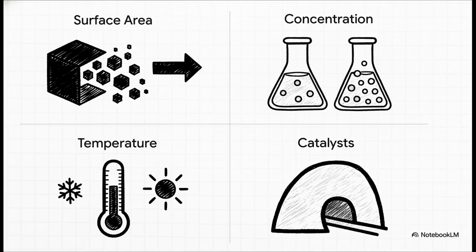Section 2 covers the four main dials we can turn to control a reaction's speed. If you increase the surface area, the concentration, or the temperature, you're almost always going to speed things up. And then you have catalysts. They're like little chemical shortcuts, creating an easier, lower energy path for the reaction to take.